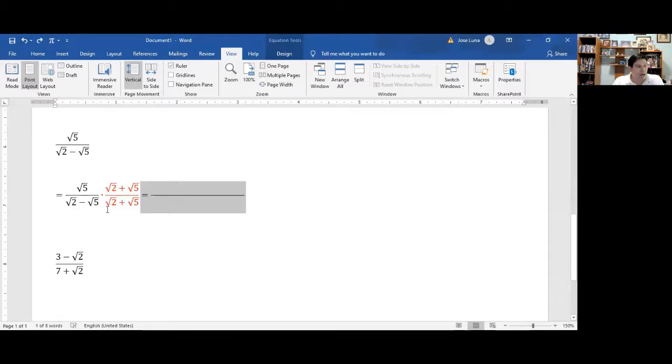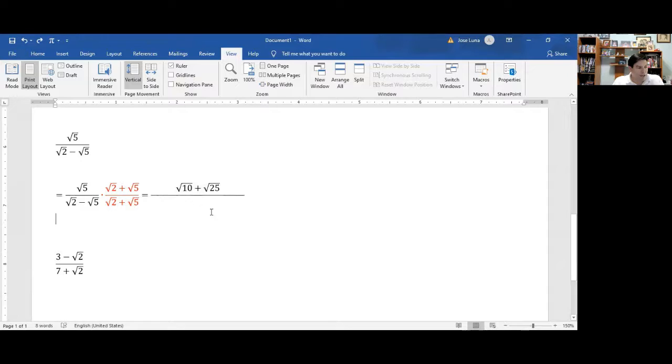Okay, so now we're actually going to multiply. Square root of 5 times square root of 2 is square root of 10. And square root of 5 times square root of 5 is the square root of 25. So that's what we have right there.